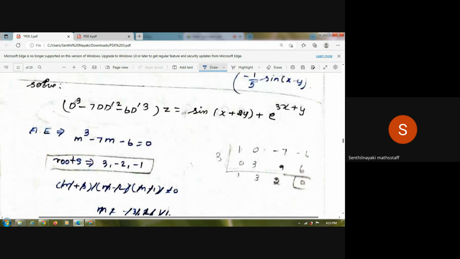Next problem. This is a third order partial differential equation because the highest derivative in this partial differential equation is 3. (D cube minus 7DD dash square plus 6D dash cube) into z equal to sine of (x plus 2y) plus e power (3x plus y).